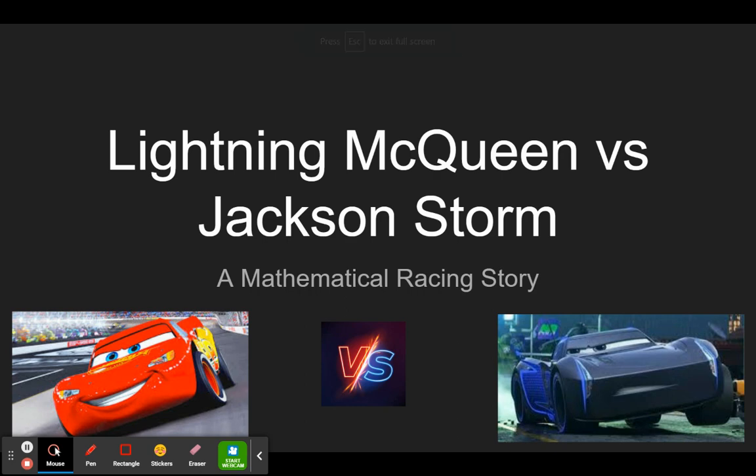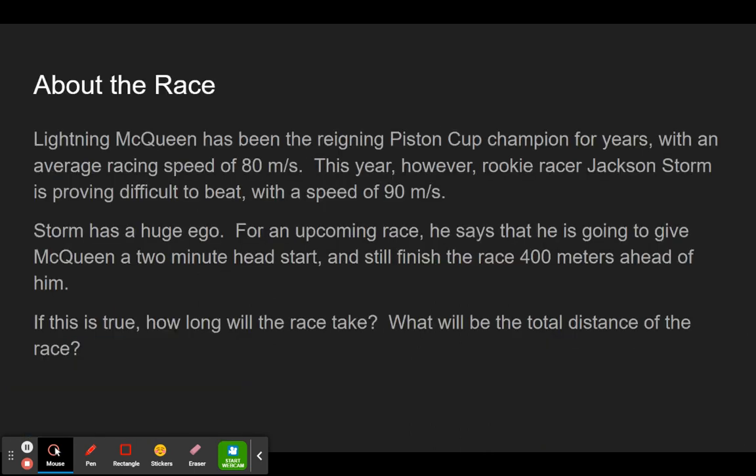All right. Lightning McQueen versus Jackson Storm, a mathematical racing story. This presentation is going to be about how we deal with distance, rate, time problems when we've got some funky things going on with the race situation. The race in question: Lightning McQueen has been the reigning Piston Cup champion for years with an average racing speed of 80 meters per second.